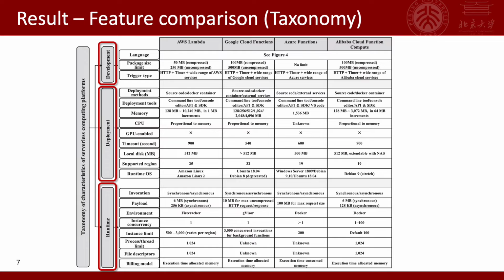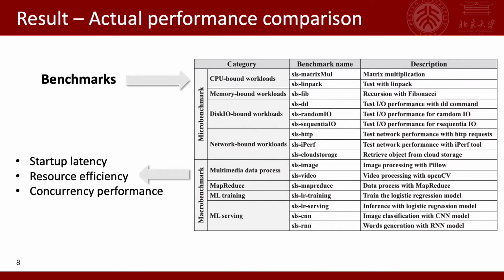For the first aspect, this is the taxonomy we built according to the official documentation. The specific instructions are skipped, and if you are interested, you can refer to our paper. We highlight our quantitative analysis results. We choose two types of benchmarks. One only consumes specific resources such as CPU or disk. The other uses various resources, such as multimedia processing, training, and inference tasks for machine learning. Based on these benchmarks, we investigate cold start latency, resource efficiency, and concurrency performance.